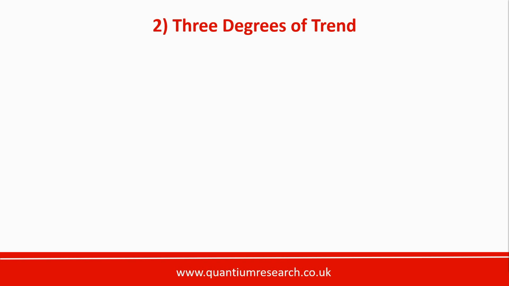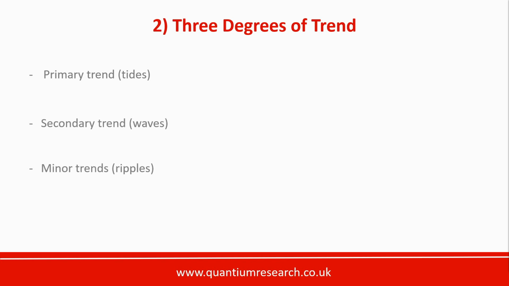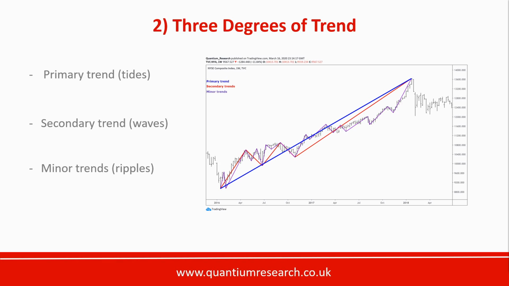Now, at the highest degree, we have primary trends, or tides as Dow called them. But each primary trend includes a number of secondary trends, or waves, and each secondary trend is made up of minor trends, or ripples. So we'll pull up a chart right now, and in the chart here we can see that the whole move from the low to the high, the dark blue line, is one primary uptrend, but that could be divided into smaller secondary trends shown by the red lines.